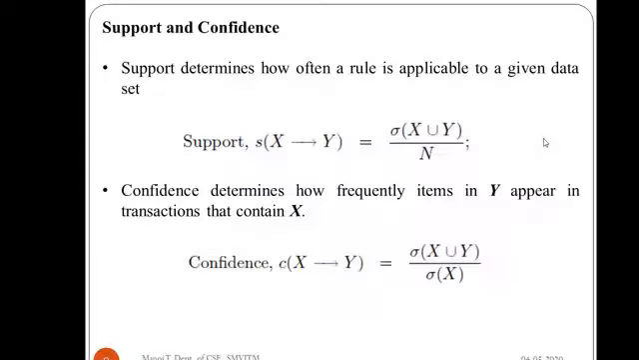What do you mean by the support? Support determines how often a rule is applicable to a given data set. This formula is already seen in the earlier video lectures, but I am just repeating this for the benefit of the viewers. That is, S(X implies Y) will be the support count of X union Y divided by the total number of transactions. What do you mean by confidence? Confidence determines how frequently items in Y appear in the transactions that contain X. That is the support count of X union Y divided by the support count of X.